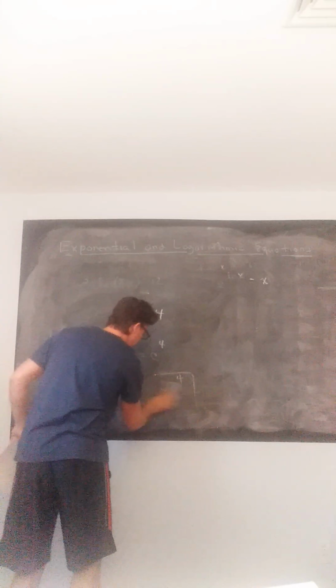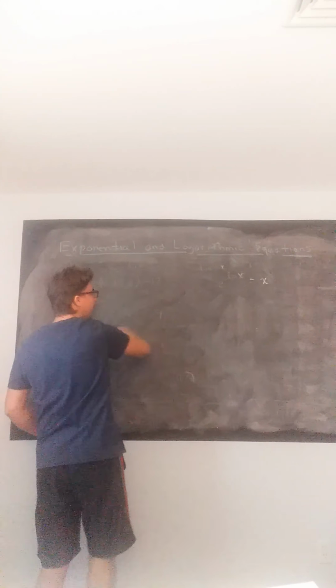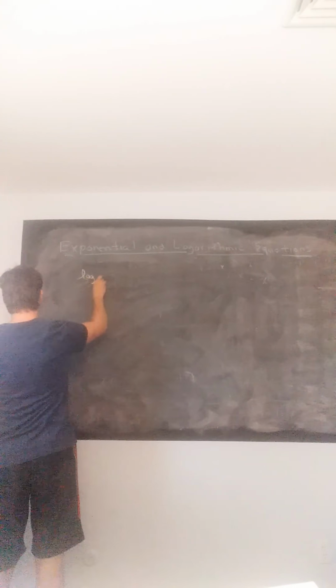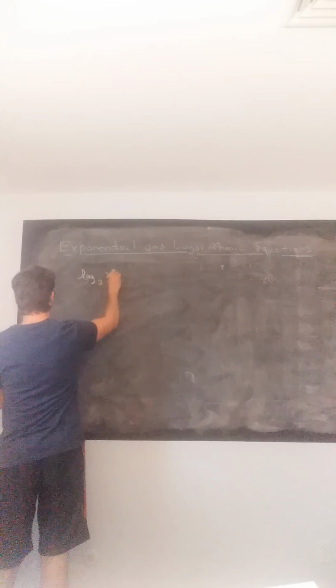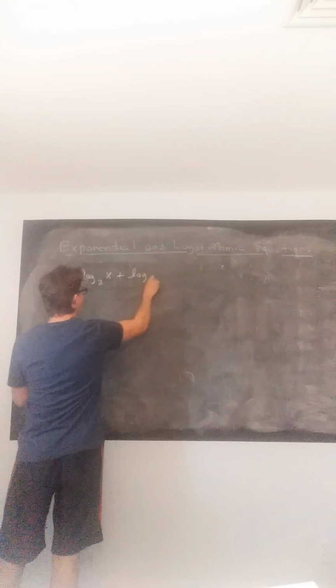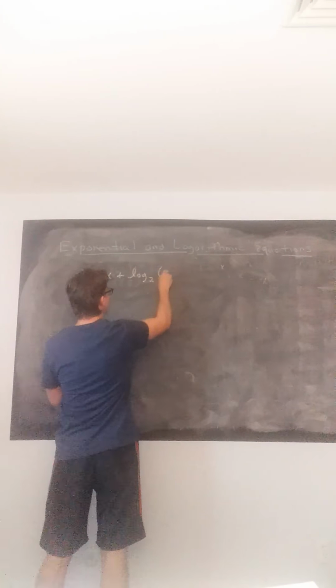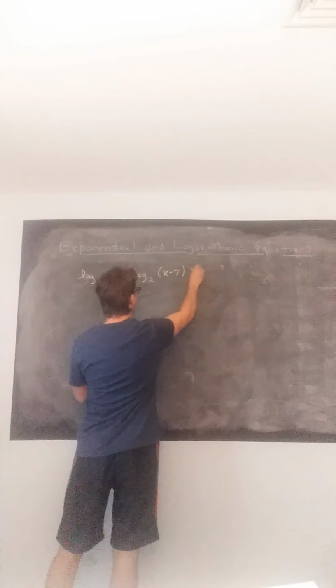And I did send everybody a link to a video that shows this, so I'm hoping that you did watch it. But this is example F from your notes. We have log base 2 of x plus log base 2 of x minus 7 equals 3.